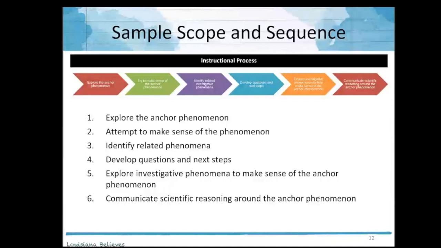In step 5, after teachers have gone through this planning phase, students are now ready to explore investigative phenomena to make sense of the anchor phenomenon. Now the investigative phenomena is different from the anchor in that it only addresses one key idea or 1 to 2 portions of the anchor phenomenon. In step number 6, students communicate scientific reasoning around the anchor phenomenon. So we're going to go through all of these different steps to help you think deeply about each step and what's involved in each step.